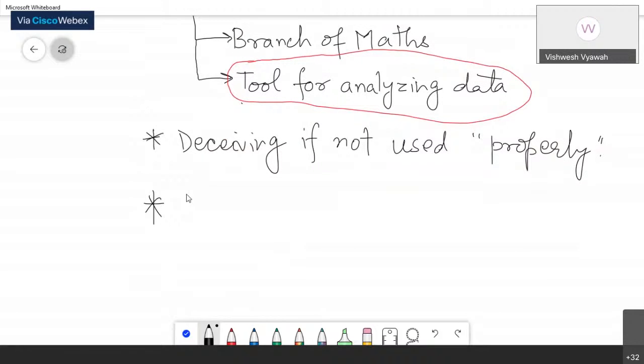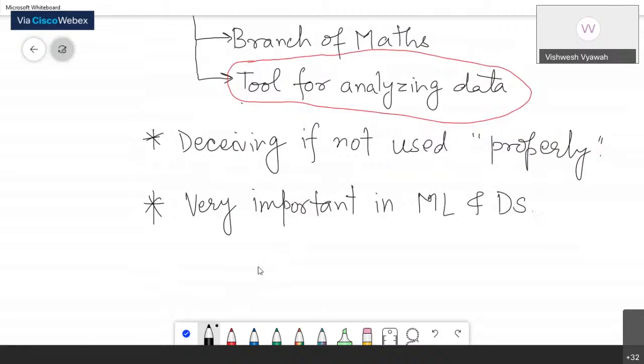Next thing is very important. Machine learning and data science, because in data science as well as in machine learning, you are dealing with data. And the data that you have, you don't have any control over that data. So you need to reshape that data, you need to condition that data, and then you need to bring it into a form which can be used to draw inferences. So statistics and probability are very important for machine learning and data science.